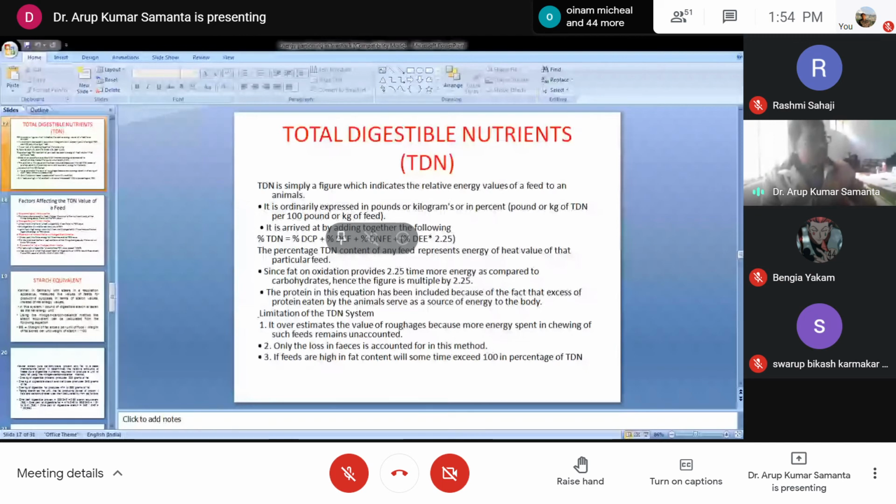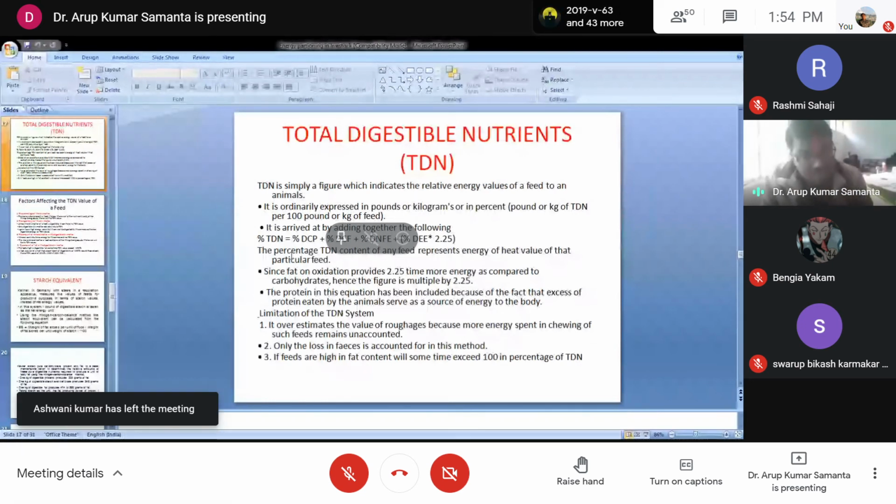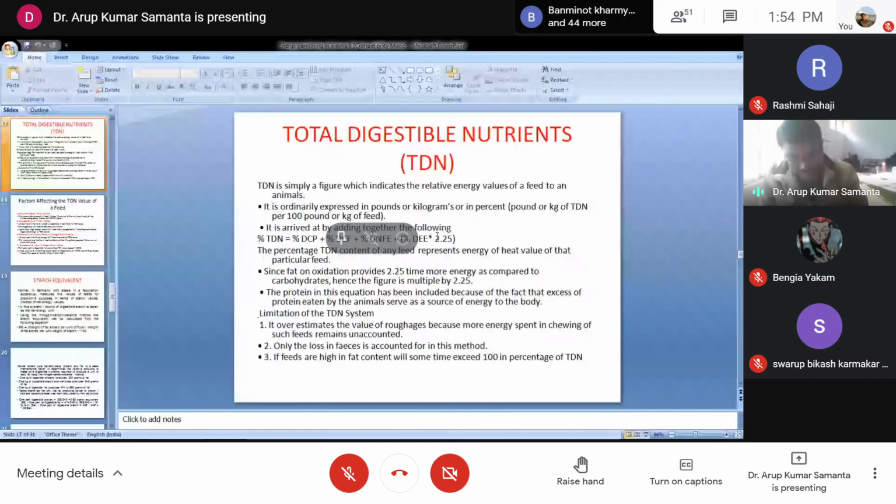percentage of TDN equals percentage of digestible crude protein, plus percentage of digestible crude fiber, plus percentage of digestible NFE, that is nitrogen free extract, then percentage of digestible ether extract into 2.25. So why is it multiplied by 2.25? Yesterday I was talking about the energy content in fat, which is 2.25 times higher than carbohydrate and protein. That means it is 9 kilocalorie for fat and 4 kilocalorie for carbohydrate, it is 9 divided by 4, it is coming 2.25.